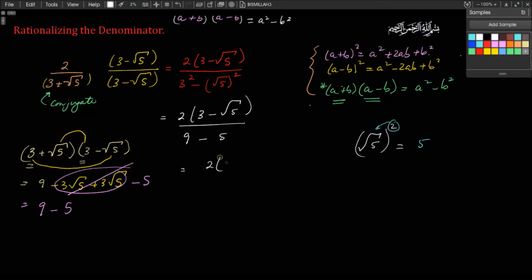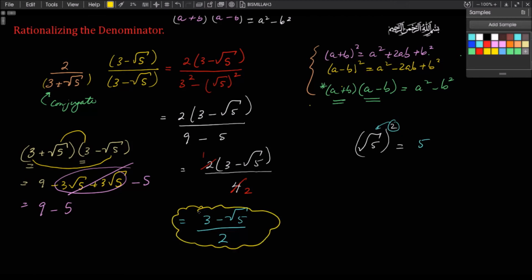You have 2 times 3 minus square root of 5 over 4. Now you can see again, we can simplify this further. 2 goes in there 1 time and 2 goes in there 2 times. So our final answer will be 3 minus square root of 5 over 2. And as you can see, we have rationalized the denominator. There's no more square roots in the denominator.